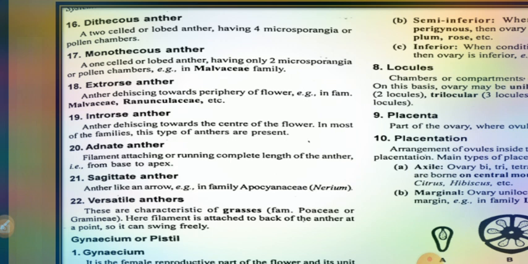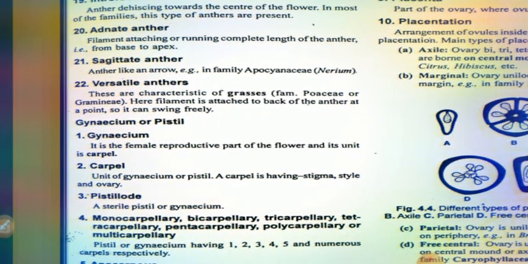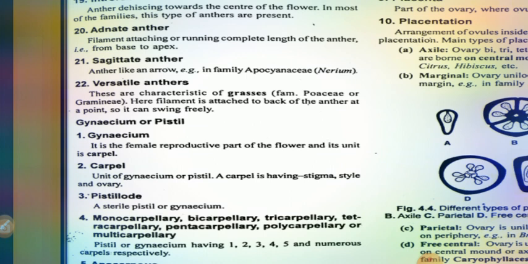Then versatile anthers are the characteristic of the grasses, mainly the Poaceae family or the Gramineae family. In case of this family, the versatile type of anthers can be seen. Here the filament is attached to the back of the anther, so it can swing freely.